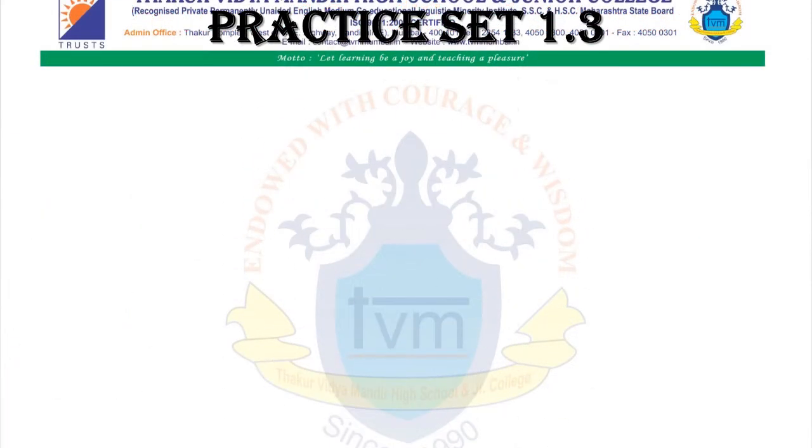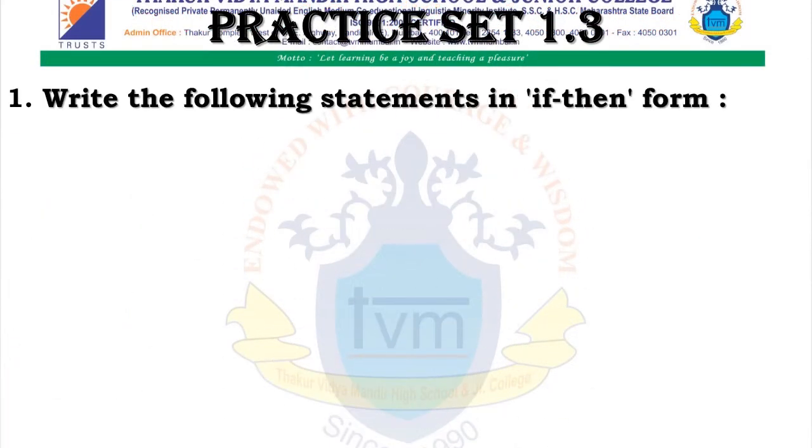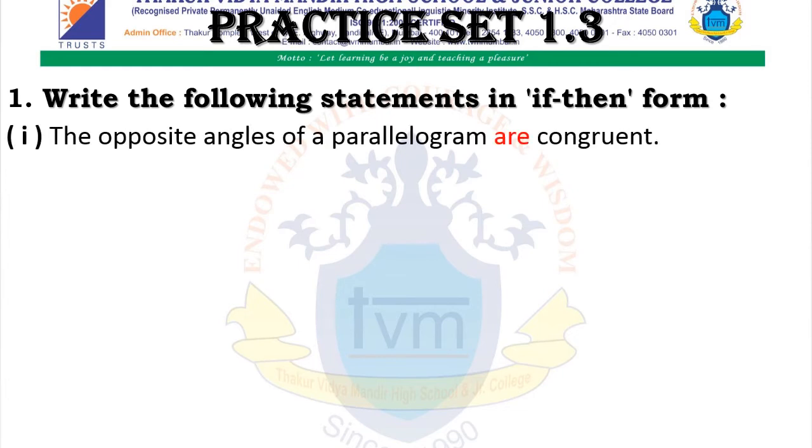Now we will see Practice Set 1.3. Question number 1. Write the following statement in if-then form. The first question in this is, the opposite angles of a parallelogram are congruent. Now we have to write the if-then form of the statement. You can see that this statement has one helping verb, that is are, A-R-E, right? Whatever is there after the word are, that is the consequent. What is there after are?